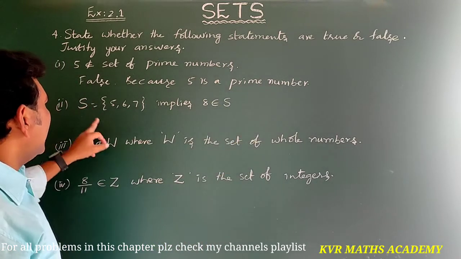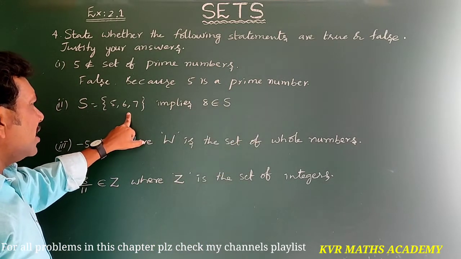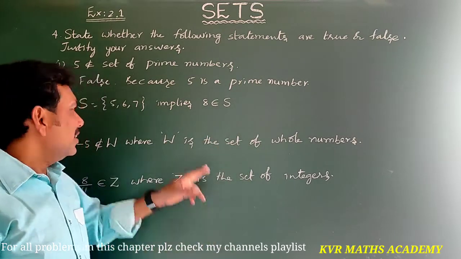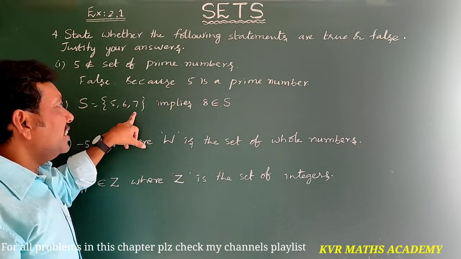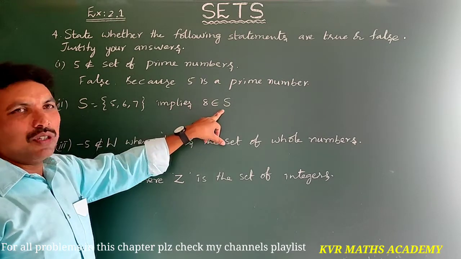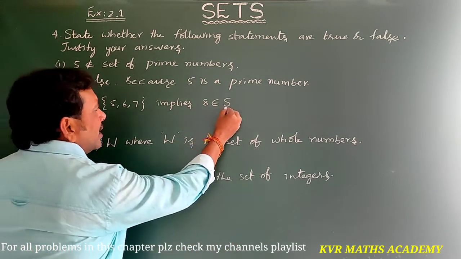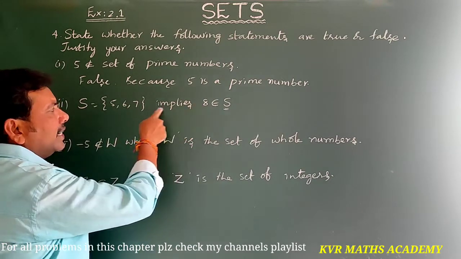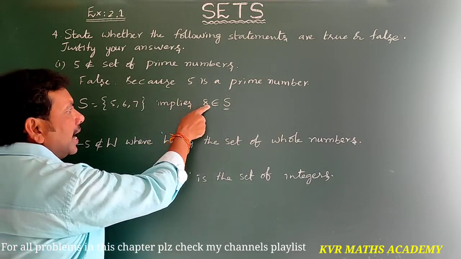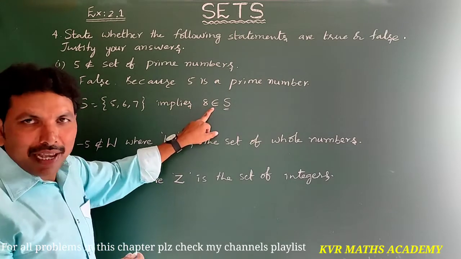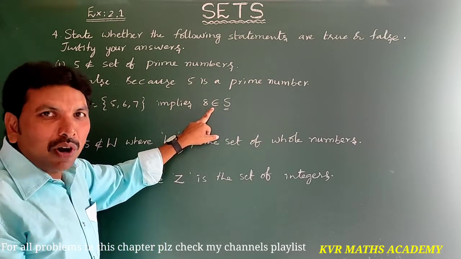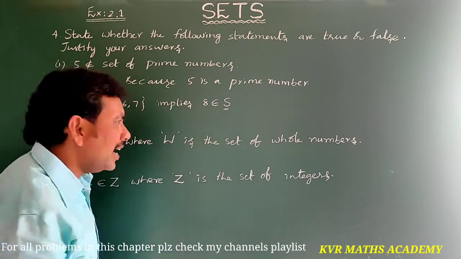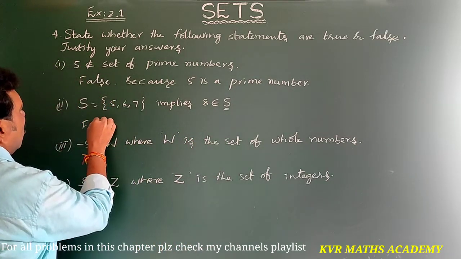Right? Next. S is equal to the set of 5, 6, 7 implies 8 belongs to S. See, S is the set of 5, 6, 7 only. So 8 is not there in this set. So does 8 belong to S? No, it does not belong to S. So this statement is false. Right? Yes. False.